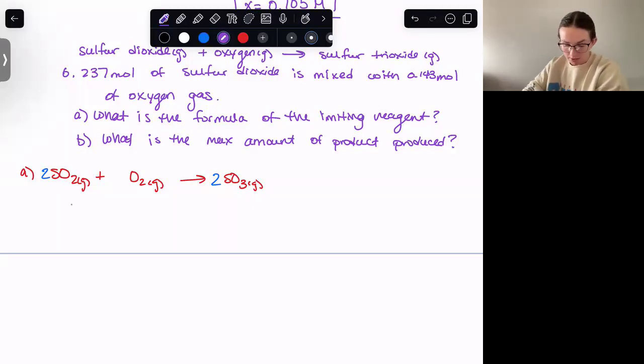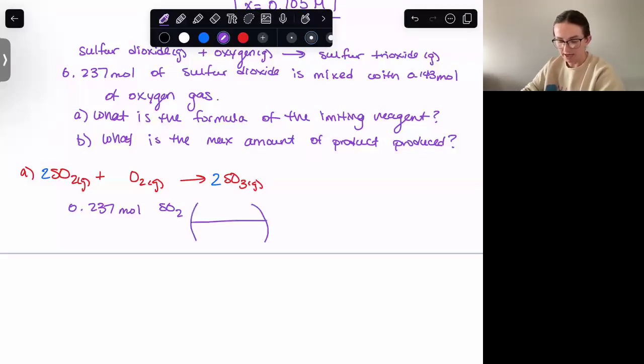So we're given 0.237 moles of sulfur dioxide. What do we use with that sulfur dioxide to find the limiting reagent? Natalie, you actually don't need the molar mass here. We do need our conversion factor though.